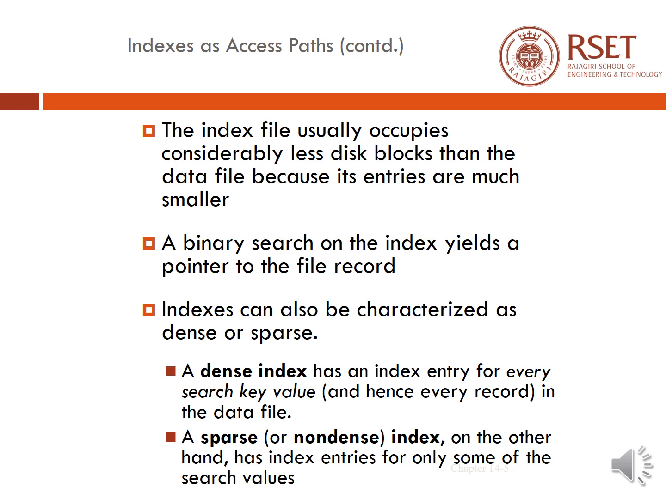Normally two types of indexing are possible. Actually, it is not a type; the index can be characterized in two ways. They are dense index as well as sparse index.